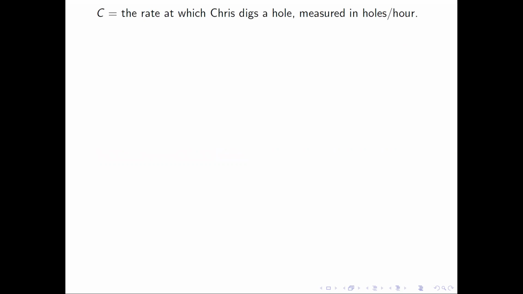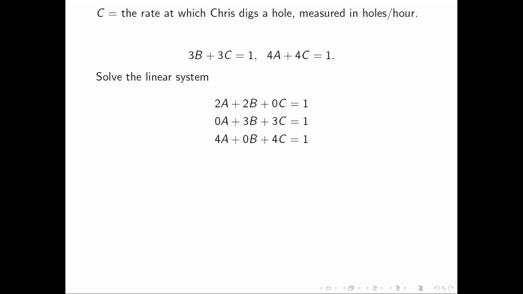Let C be the rate at which Chris digs a hole. Working as before, we find 3B plus 3C equals 1, because Bob and Chris working together take 3 hours to dig a hole. 4A plus 4C is equal to 1, because Alice and Chris working together take 4 hours to dig a hole. So we now have 3 unknowns, A, B, and C, and we have 3 equations.